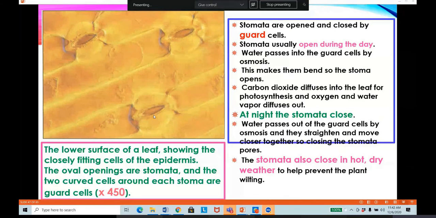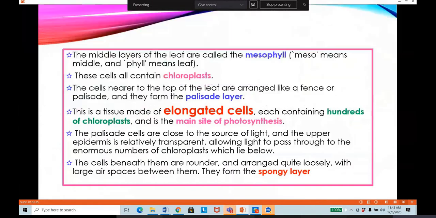They not only close during the night, but they also close during the day if the weather is very hot or dry in order to prevent the evaporation of water from these holes. Thank you so much, sweeties. That was very well explained. Now let's move on to the next slide.